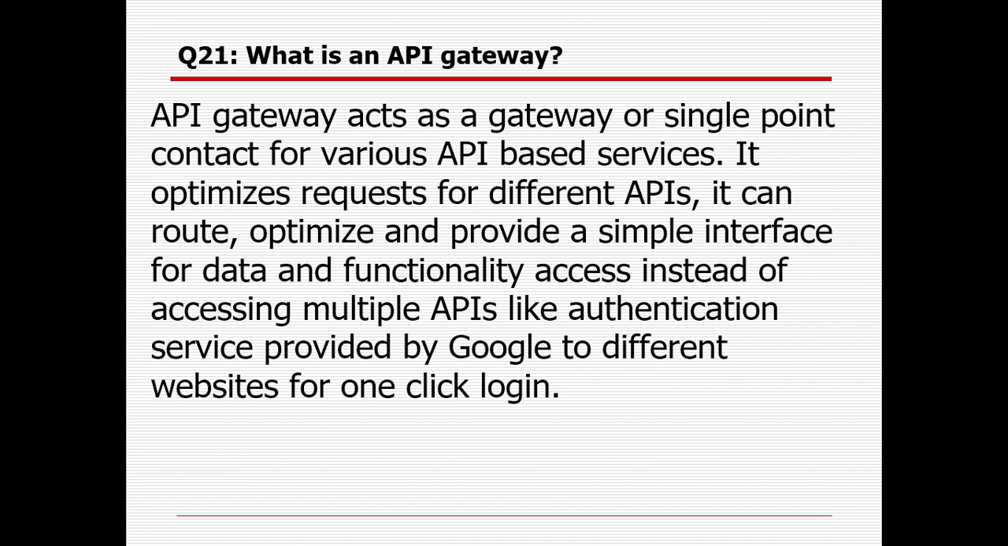What is an API gateway? An API gateway acts as a gateway or single point of contact for various API-based services. It optimizes requests for different APIs. It can route, optimize, and provide a simple interface for data and functionality access instead of accessing multiple APIs, like the authentication service provided by Google to different websites for one-click login.